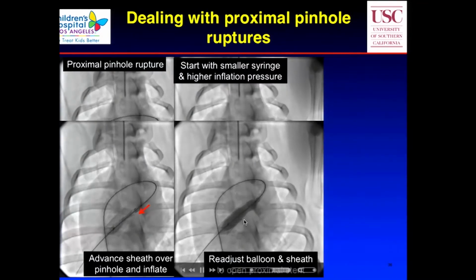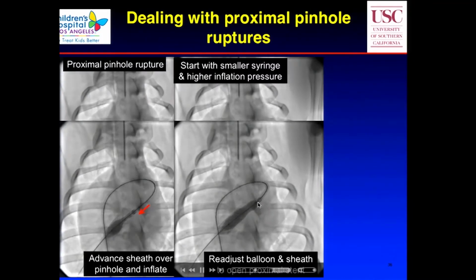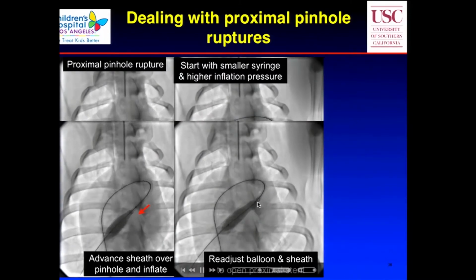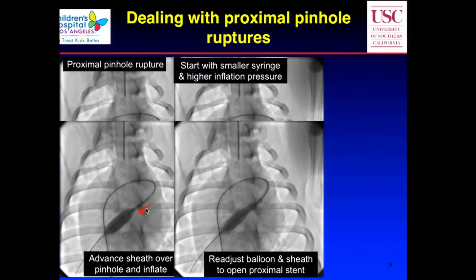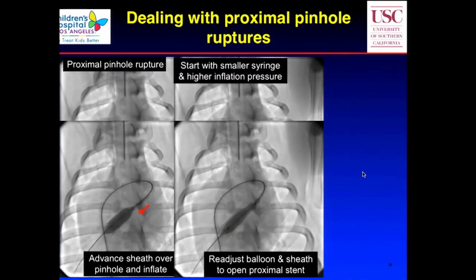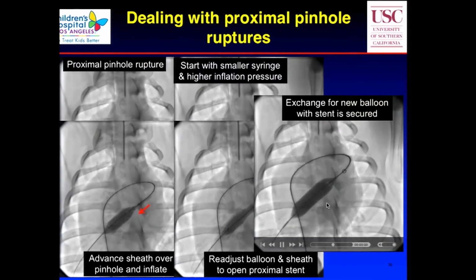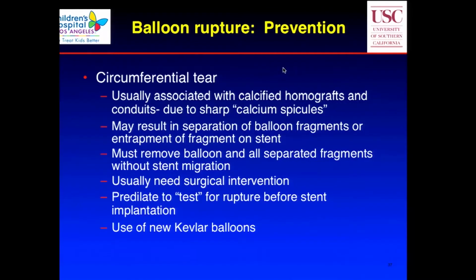And of course, with that, you've mostly inflated it, you can now adjust this. And again, you notice that once you pull the sheath back, the balloon doesn't inflate as well, right? Because see the contrast coming out. But when the sheath is over the pinhole, it seals that pinhole and you can still inflate the balloon. So I think that's a nice trick to remember if you have a proximal pinhole rupture. So in the end, you can finish up with a bigger balloon. Again, this is a good technique to get yourself out of trouble.